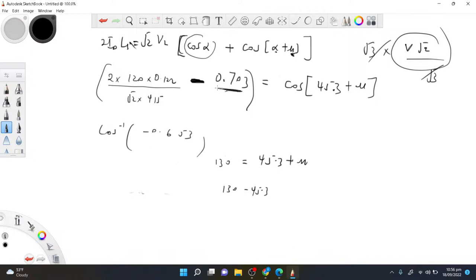This cos alpha, right? Cos alpha. So I'm having this right over root 2 times 415 minus 0.703. This is what you got. Sorry, this place is minus.